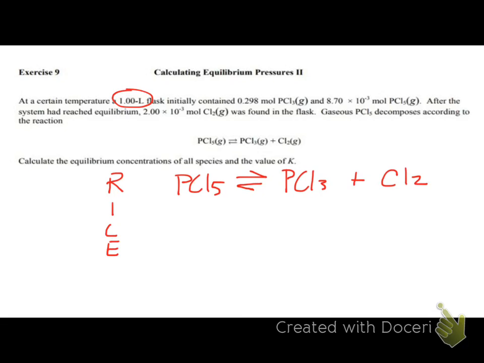So initially from the problem, we have 0.298 of the PCl3, right? I think that's a mistake. Oh, I have it backwards. I did it exactly backwards in my problem. So 0.298 moles here, and 8.7 times 10 to the negative 3 moles here, initially. And then initially we have 0 for our chlorine.